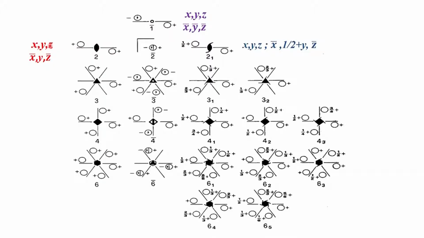x, y, z. It is minus x, y, minus z, or x bar, y, z bar, which indicates that the object which is shown here undergoes a 180-degree rotation. So, x changes to minus x, z changes to minus z. The operation is about the y axis.